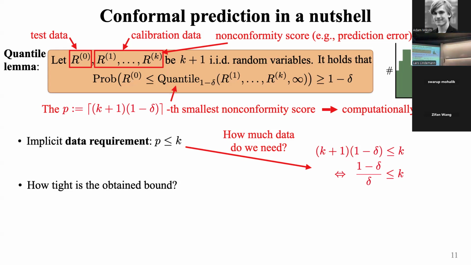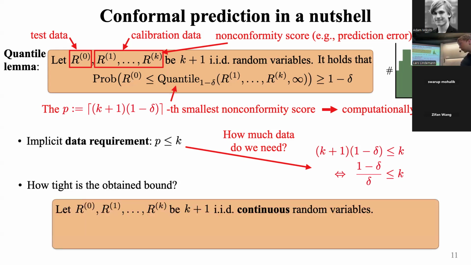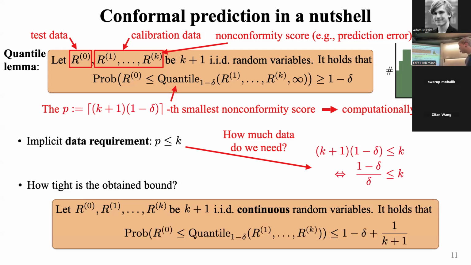Another question here is how tight is this bound? We have a 1 minus delta lower bound over here for this probability. And you can show, under the assumption that these nonconformity scores have a continuous distribution, that you also get an upper bound of 1 minus delta plus 1 over k+1. So the more calibration data you get, you sandwich this probability in between, around 1 minus delta.